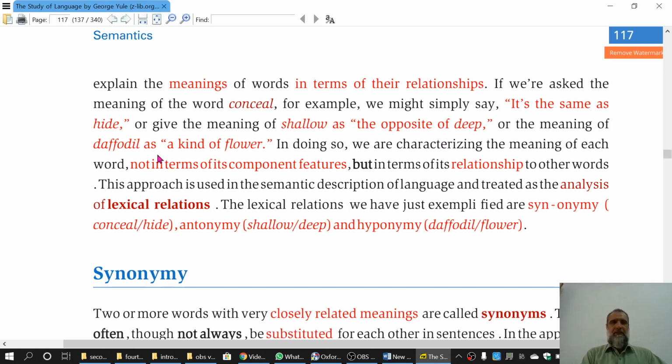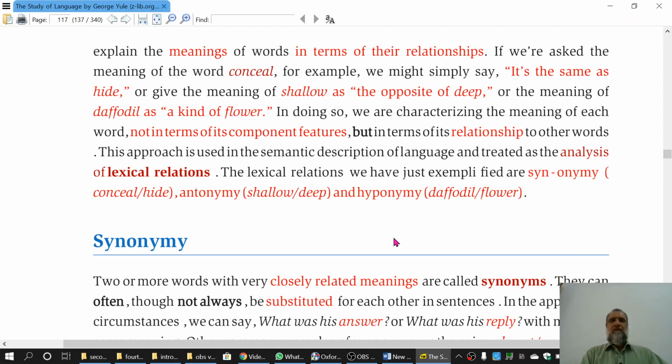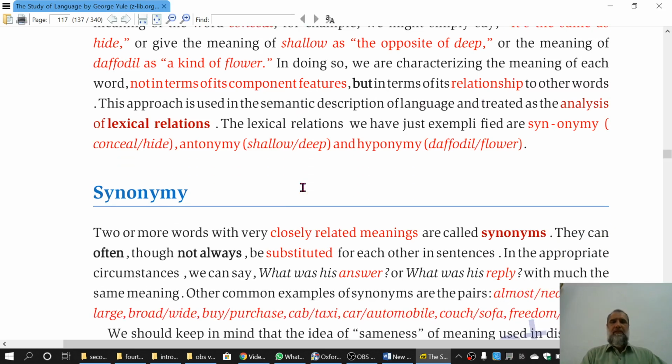And now we have this next relationship in which, for example, daffodils are referred to as a kind of flower. So daffodil is a kind of flower, will be discussed in the topic of hyponymy. So you can see that we are not talking about the meaning of words in terms of the component features which we have already discussed. We are not talking about that. We are talking about the meaning of words in terms of relationship. And these relationships are called lexical relations.